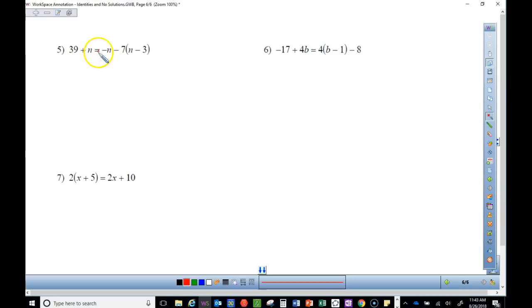Okay, let's see what we got here. So 39 plus n, negative n, we're going to distribute negative 7. So minus 7n. Negative 7 times negative 3 is positive 21. So here I have like terms. Negative 1 and negative 7 would make negative 8n.